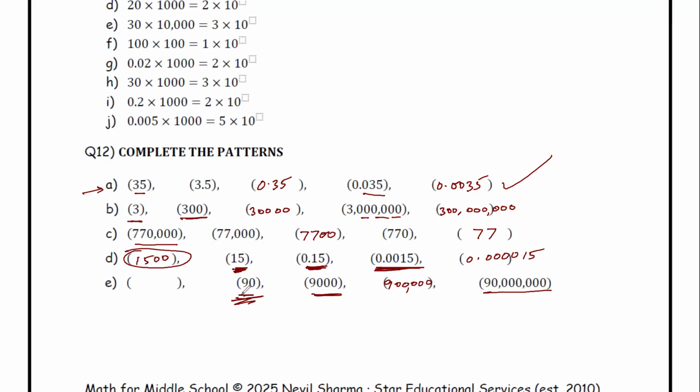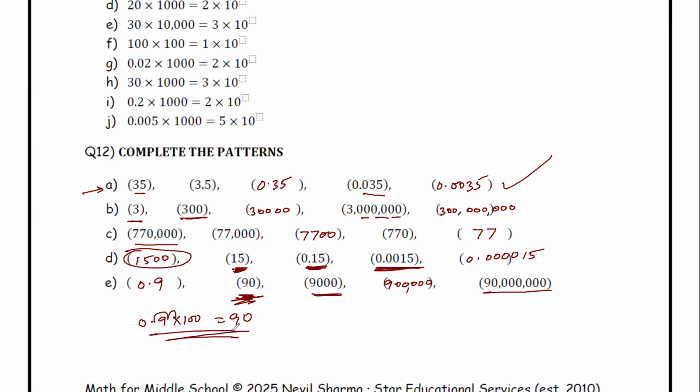So that's the multiplication part which is taking place out here. And the multiplication is by 100. So whatever this number out here is going to be multiplied by 100. So 0.9 into 100 gives you 90.